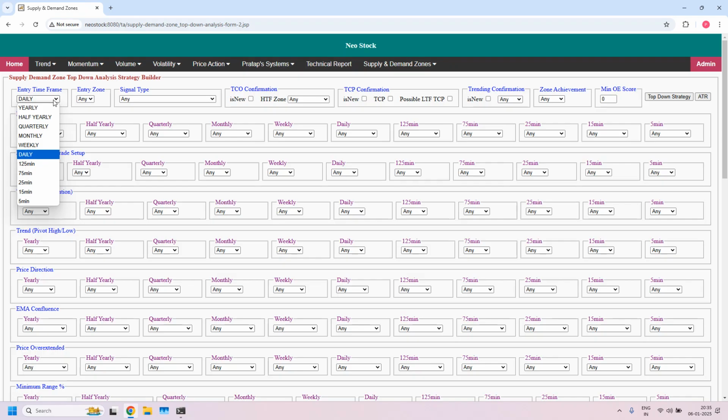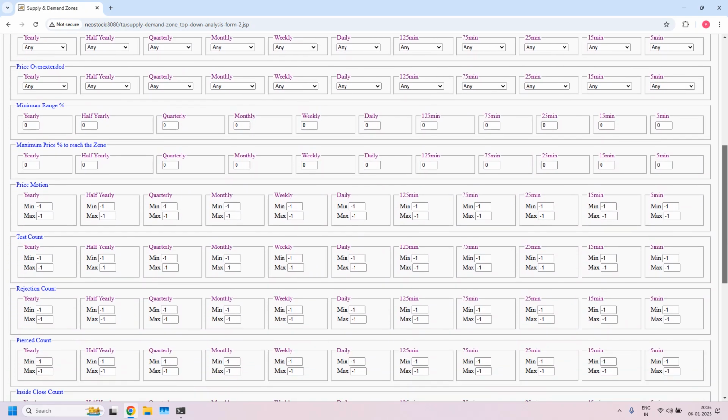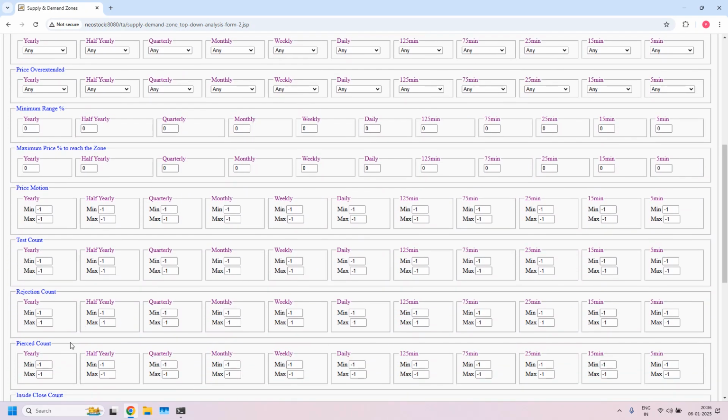Monthly income trade, bullish trade setup, entry time frame is daily. Entry zone should be demand zone. In bullish or bearish trade setup, entry time frame daily, I am selecting bullish. These daily demand zones should not be pierced. So in the pierced count, I am setting minimum value.